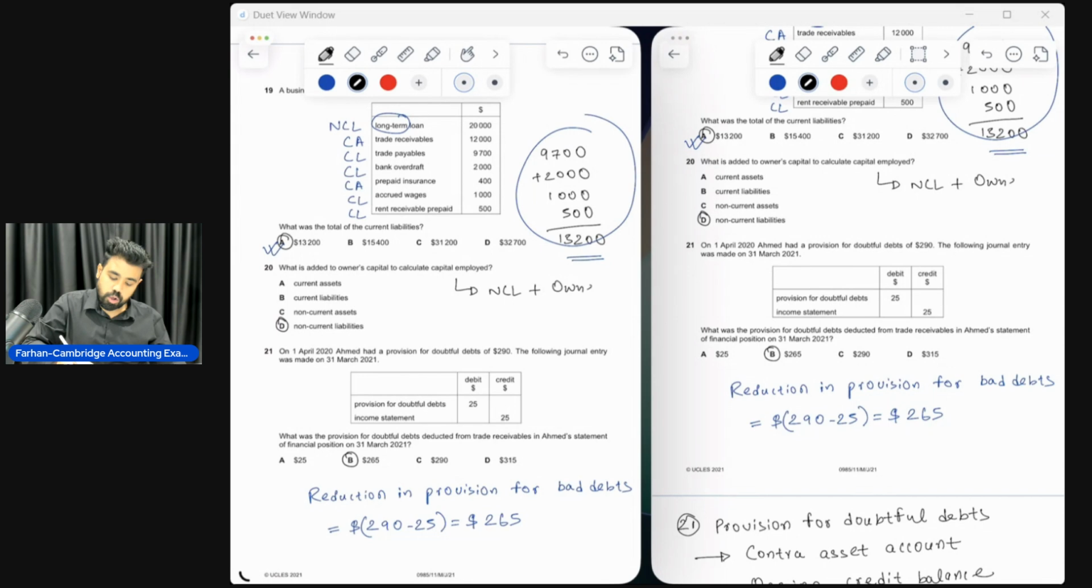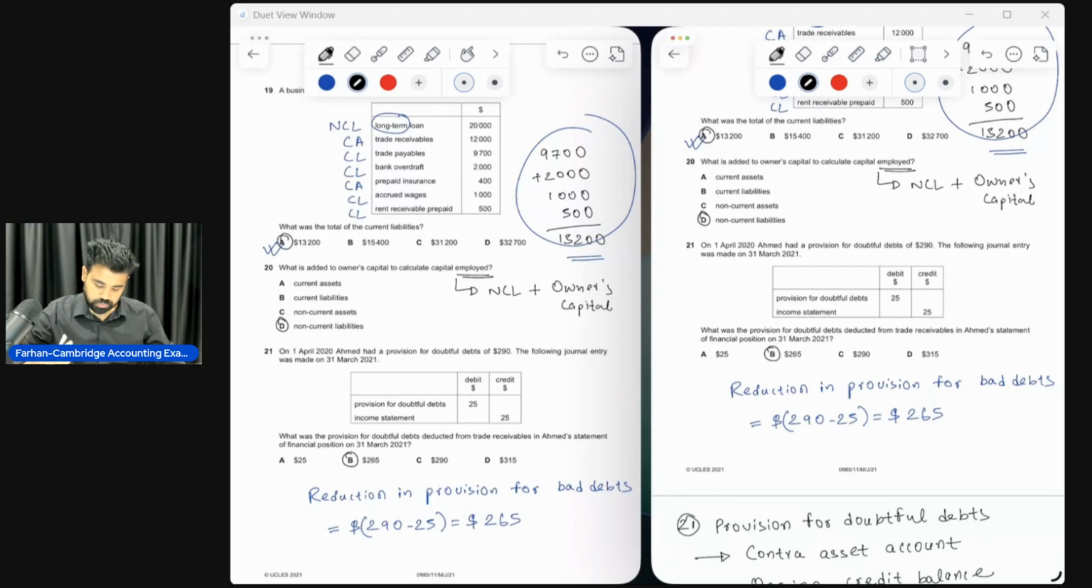Owner's capital or equity. So capital employed is mainly referring to how much capital we have invested, that we look forward to keep on investing on a longer term horizon. So that is obviously the total of non-current liabilities and owner's capital. And therefore option D is what we will select for number 20.